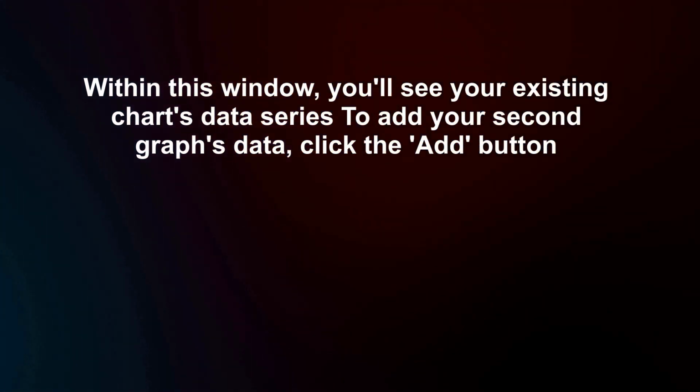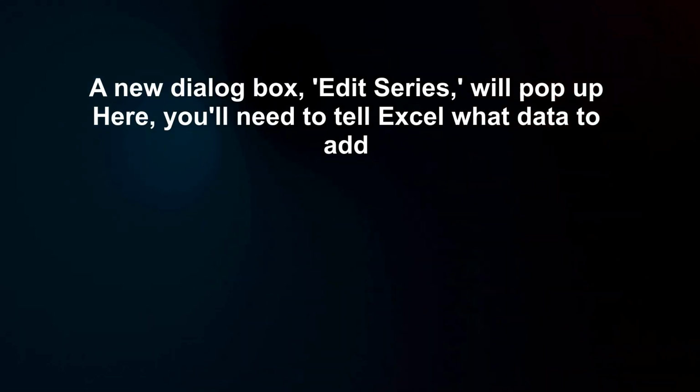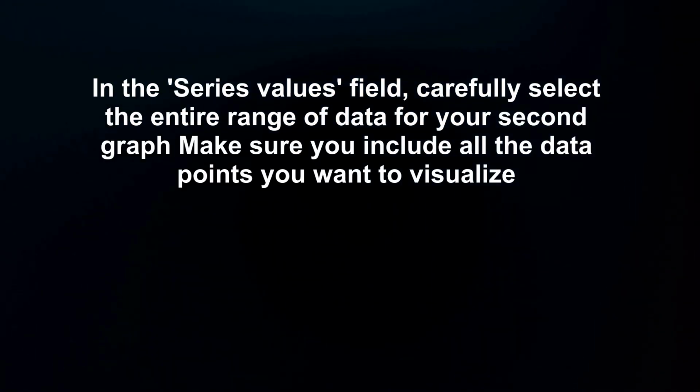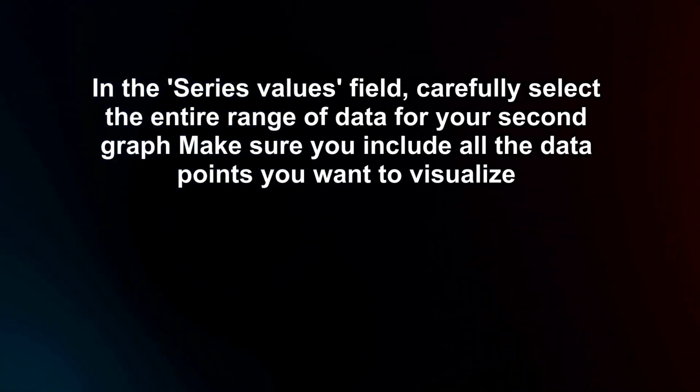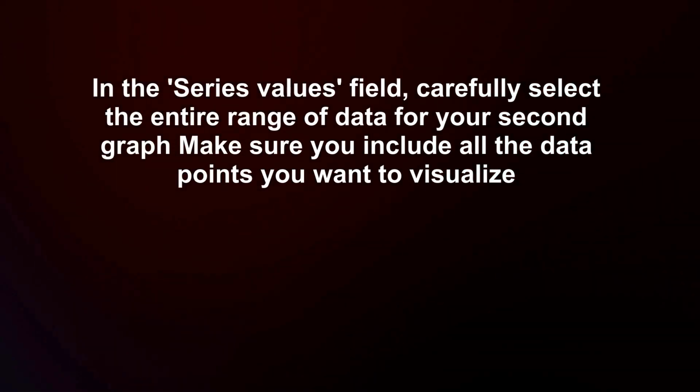To add your second graph's data, click the add button. A new dialog box, edit series, will pop up here. You'll need to tell Excel what data to add. In the series values field, carefully select the entire range of data for your second graph. Make sure you include all the data points you want to visualize.